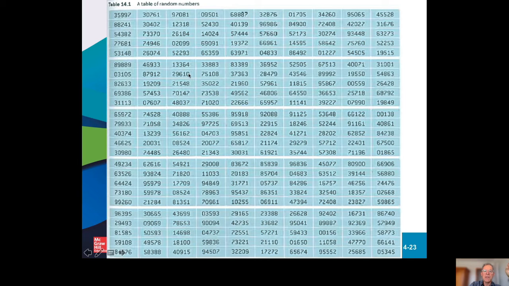I go down: 610, that's in the range. 548, 147, 037, client number 37. Client number 888, 826. I just keep going, and these are all totally random. You can see they're jumping all over the place, and I stop once I've picked up my 50 items.